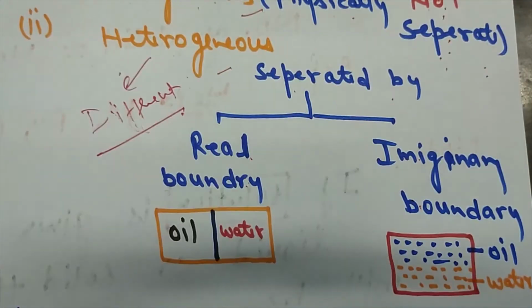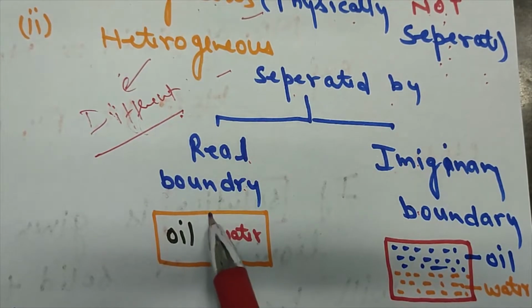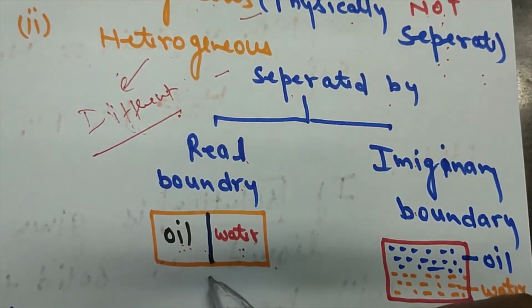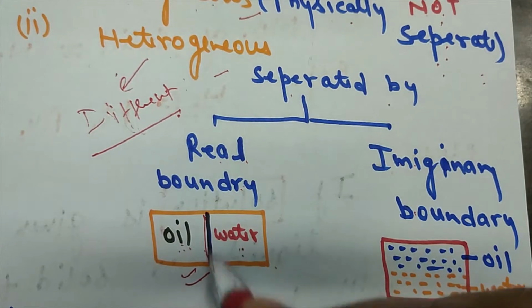What is this real boundary and imaginary boundary? Suppose you have a container separated by a wall, with oil and water. In one part of this container you have oil, in the other part you have water, and you know oil and water are not miscible with each other. Then there is a real boundary: they are separable and have a physical boundary.